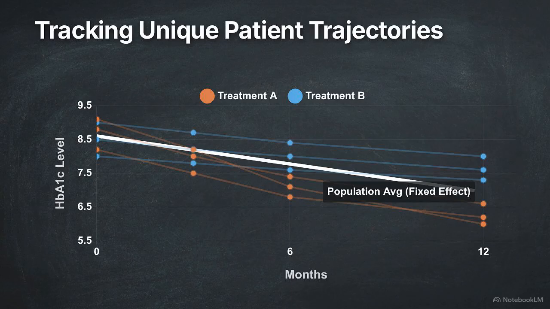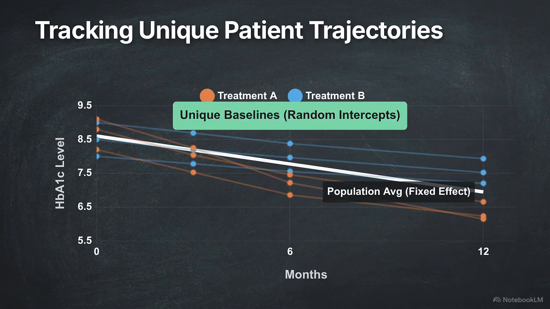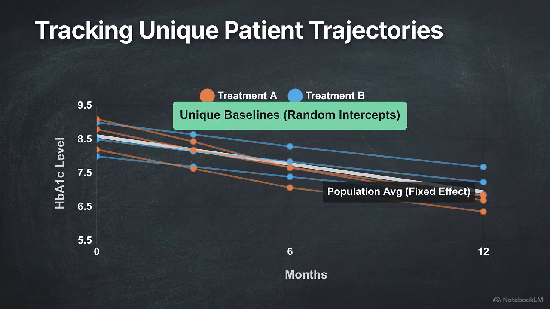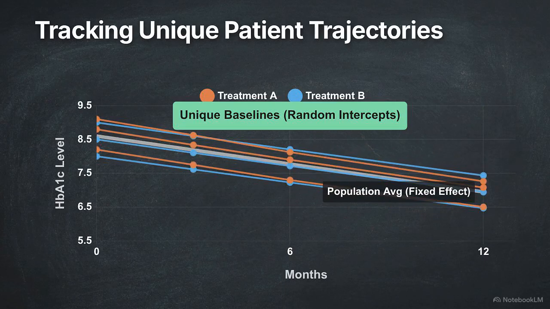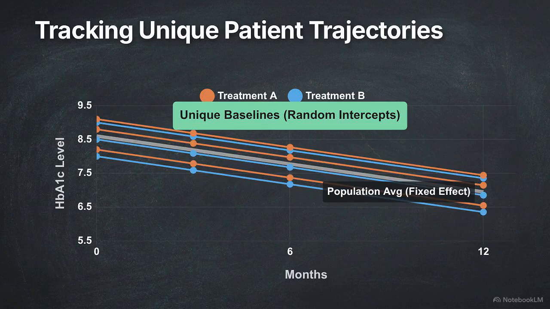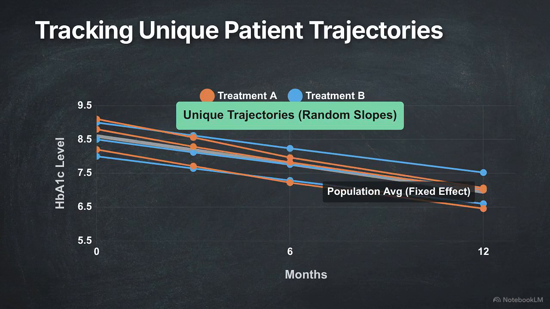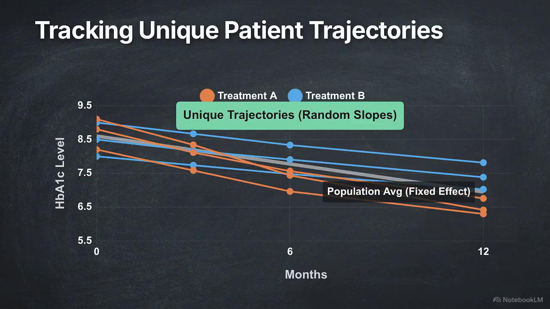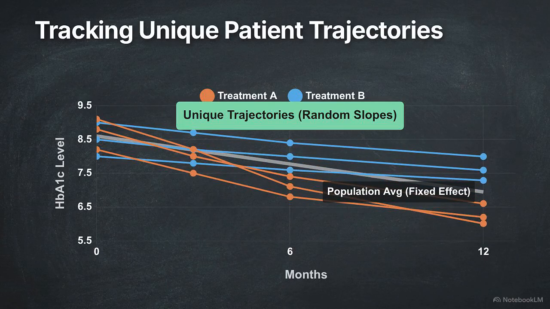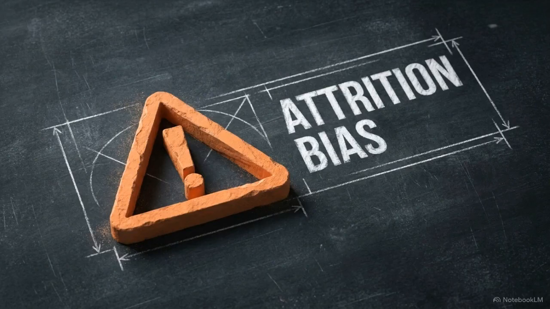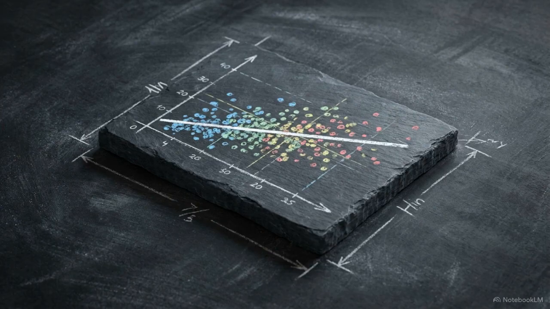Mixed effects models solve this by splitting variance into 2 components: fixed effects, which measure average population behavior, and random effects, measuring variance introduced by individual patients. By assigning a random intercept, each patient starts at a unique baseline. By adding a random slope, each patient's disease evolves at its own pace. A frequent error is believing a mixed model automatically corrects for attrition bias. It only handles missing data effectively if data is missing at random. Mixed models account for individual patient variations to isolate the underlying population trend.